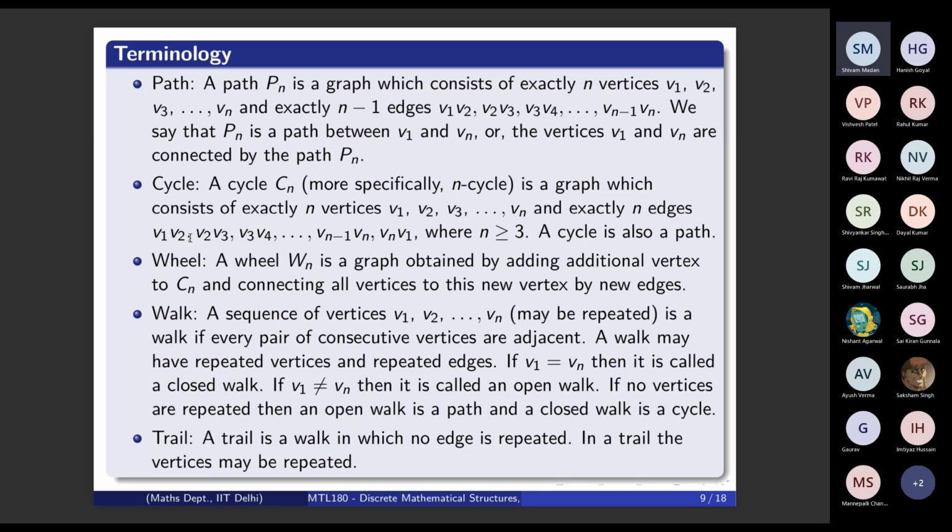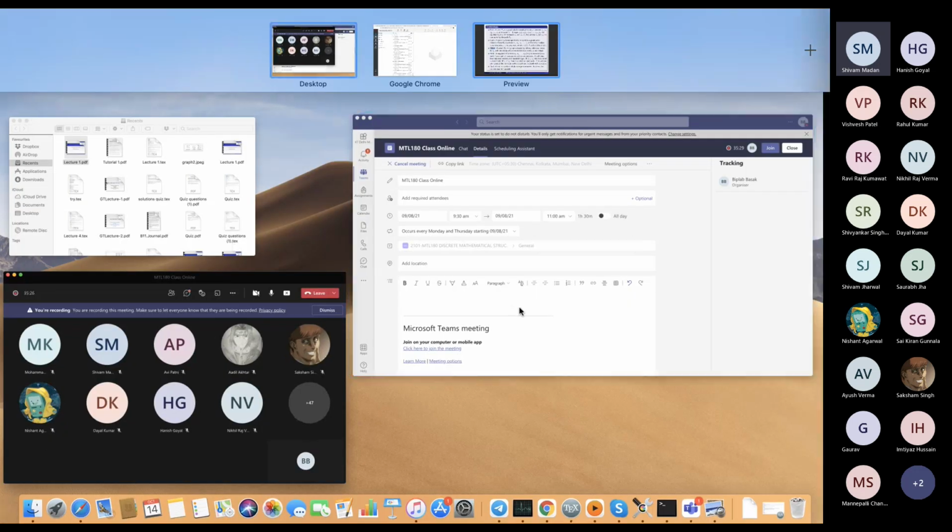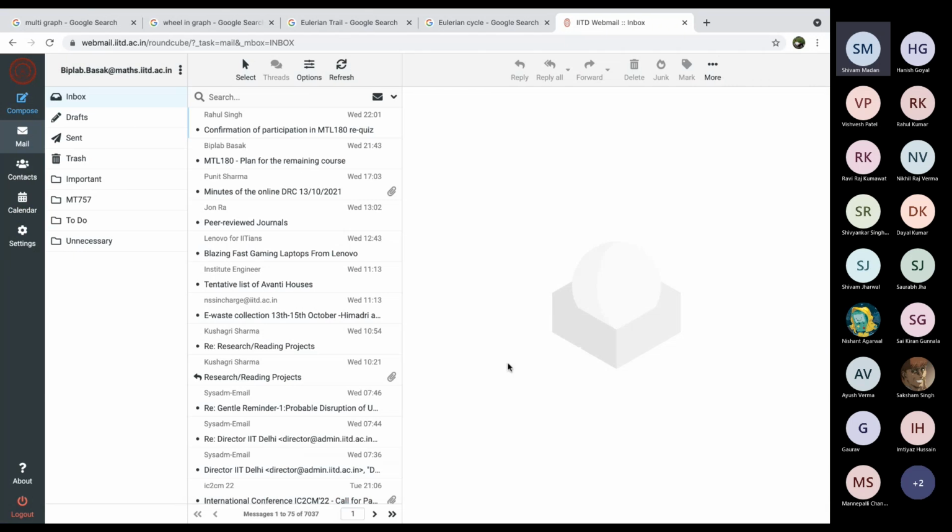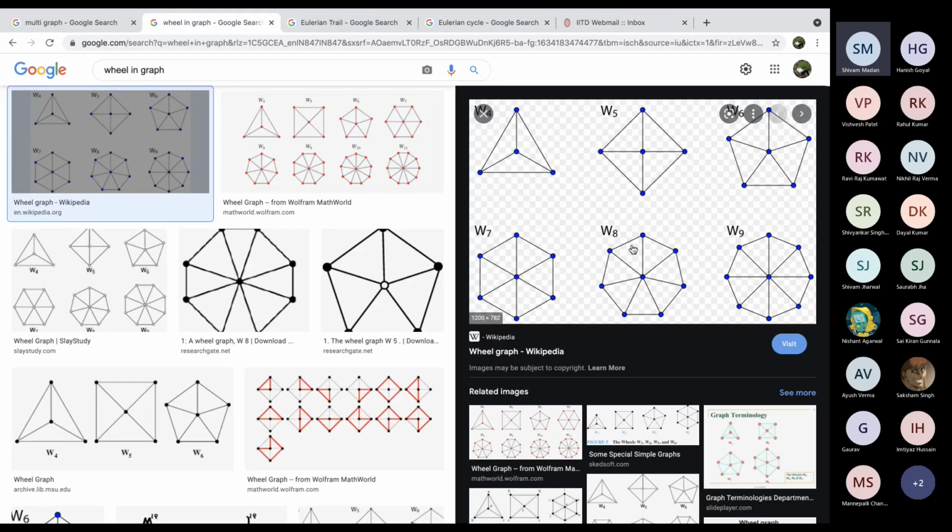Now there is another term called wheel. Wheel is not much useful here. Wheel means, suppose you have a cycle. Now if you join one extra vertex, I can show you the picture. So this is a cycle. If you join one extra vertex and add edges from this vertex to all the vertices on the cycle, then we get a wheel. So this is a 4 wheel, this is a 5 wheel, 6 wheel, 7 wheel, 8 wheel, 9 wheel, in this way. This is not much useful here.